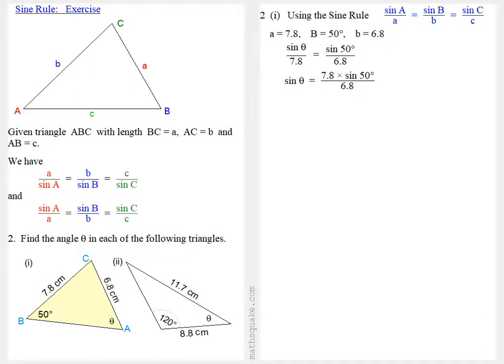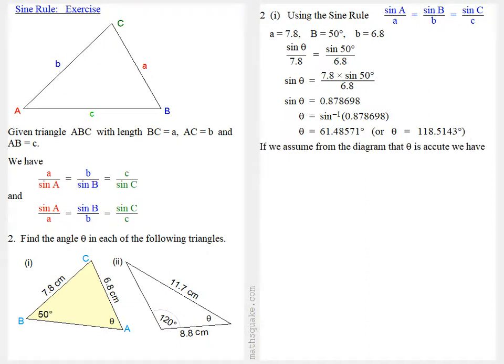We can work out the right-hand side, that's 0.878698. So if we want theta, we need to take the inverse sine. And so theta is equal to 61.48571 degrees, or it can be 180 minus that. So theta could be 118.5143 degrees. Now, if we assume from the diagram that theta is an acute angle, we would have the answer theta equals 61.5 degrees.